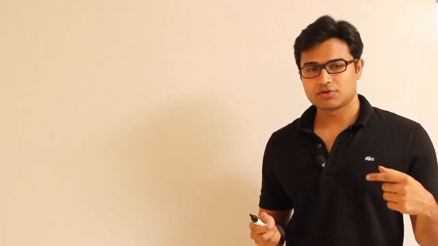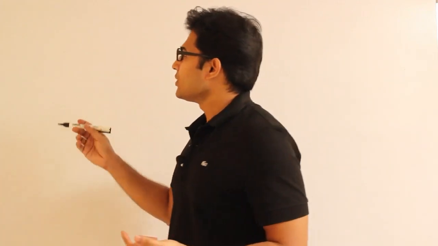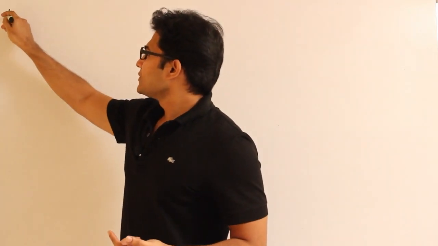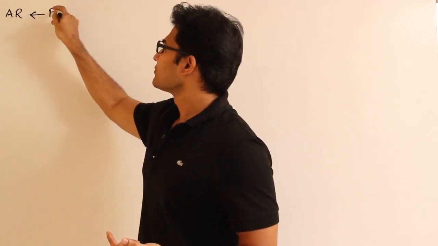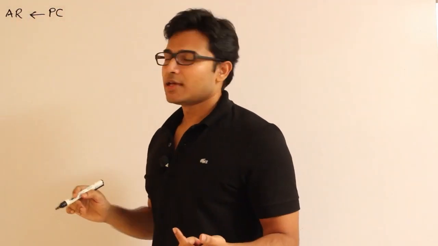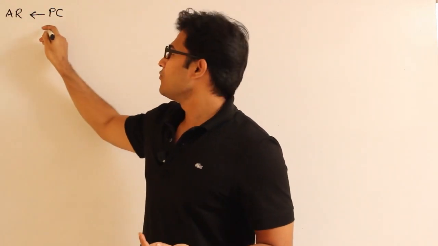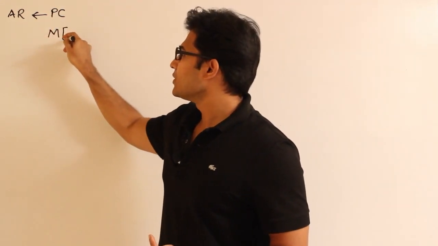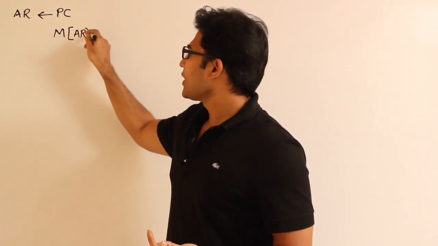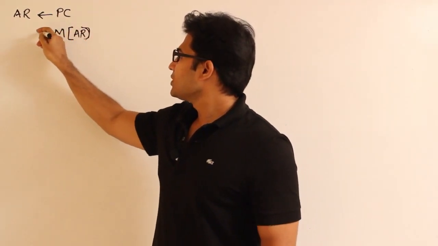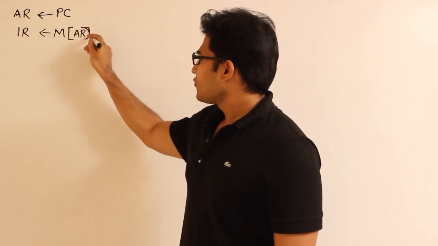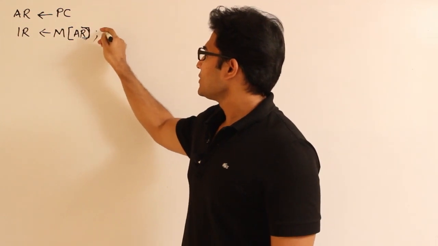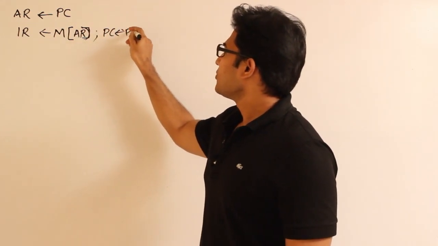If you want to execute it, first you have to fetch it. In order to fetch it, you should know the address. So into the address register, we need to pass whatever is present in the program counter, right? And after this, from the memory, we have to fetch the word which is given by the address register, and we have to fetch it into the instruction register, right? And after this, or during the same time, I can even say increment the program counter.